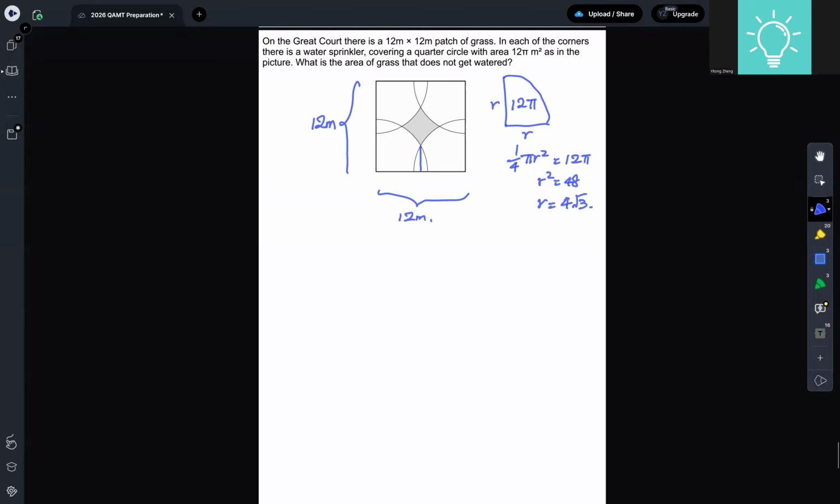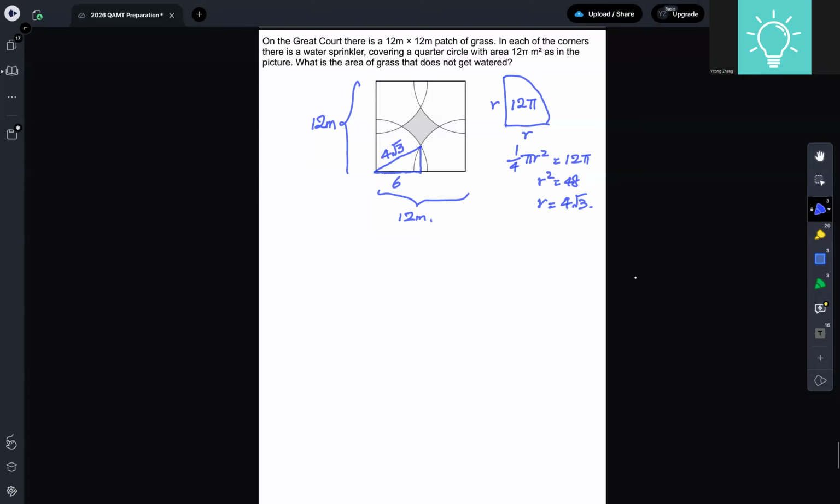Could I draw a perpendicular line right down the middle here? I notice that there is a right angled triangle here. Okay. So R is this. So this is 4 square root of 3 here. And because this is 12 meters, this is going to be half of that, which is 6. Okay?